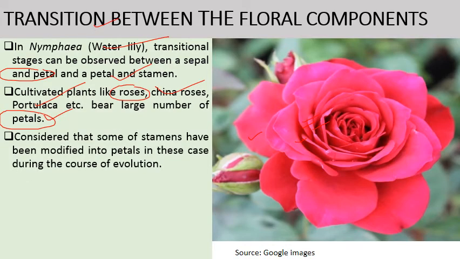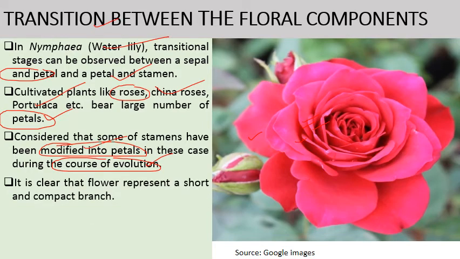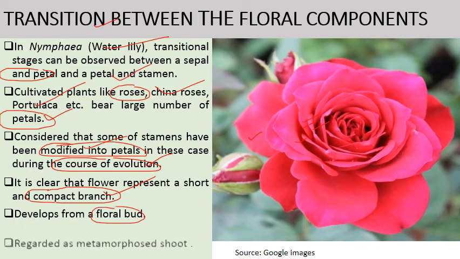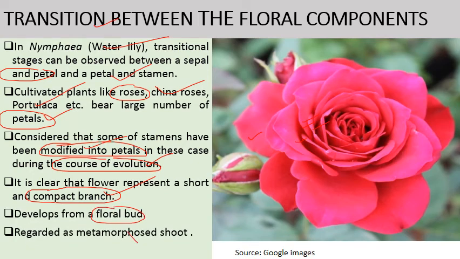It is considered that some of the stamens have been modified into petals. Aisa mana jata hai ki jo stamens hain wo modify ho gaye hain petals mein. In these cases, with the course of evolution, stamens are modified into petals. It is clear that flower represents a short compact branch. Ye kuch viewpoints hai jisse clear ho jata hai, jo flower hai ek short compact branch hai. It develops from the floral bud, regarded as metamorphosed shoot. और इसे एक metamorphosed और modified shoot माना जाता है.